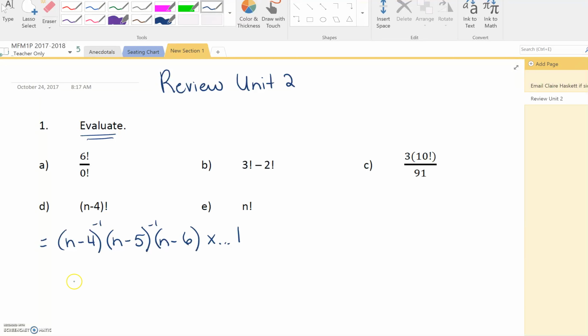So do you want to try E based on what I just did? Yep. So n factorial equals n times n minus 1 times n minus 2. And then you could keep going on forever, but... don't forget the times 1. Yeah, and then 1. Okay. Are there any other ones you want to review?